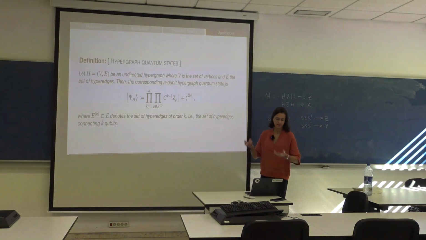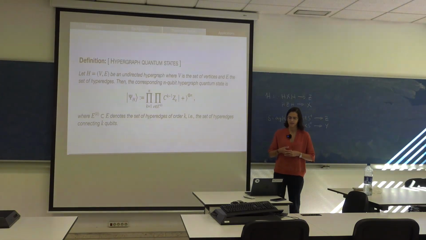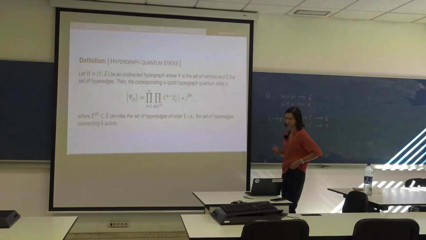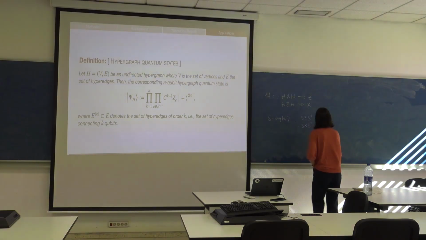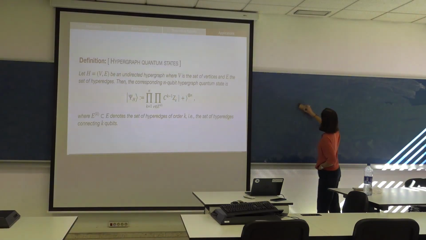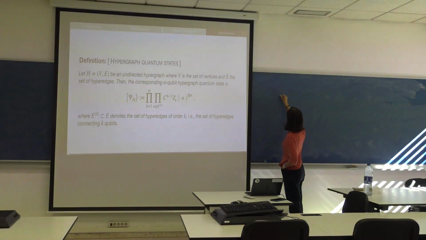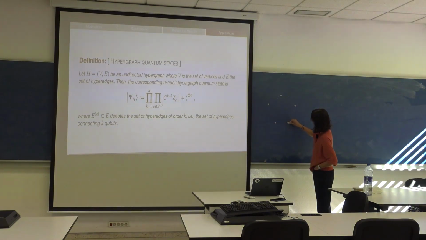And then another application has to do with studying this type of states called hypergraph states. Here you have the formal definition, but the idea is really very simple, and I'm going to give you just an example with, for instance, 5 qubits. So you can write some hypergraph that has 5 vertices. Each vertex you're going to associate with a qubit.